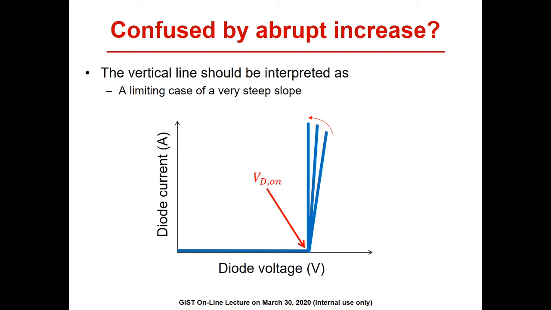The vertical line in the constant voltage model should be interpreted as a limiting case of a very steep slope. In order to have a larger current, even in this case, we must apply a larger voltage. But the additional voltage is extremely small in this model. Such a small voltage is neglected in an approximate estimation.